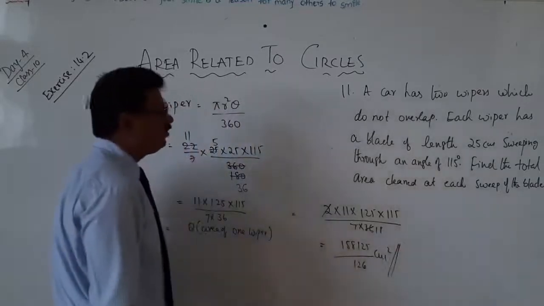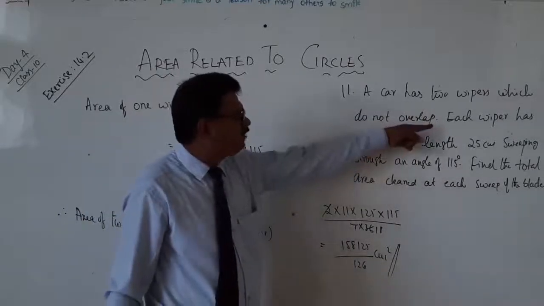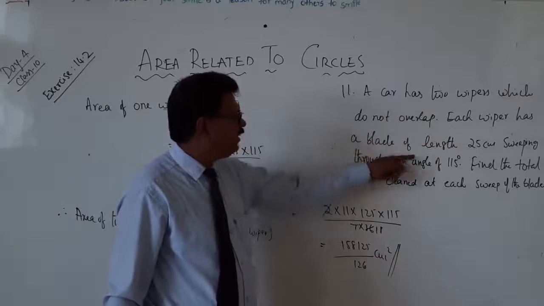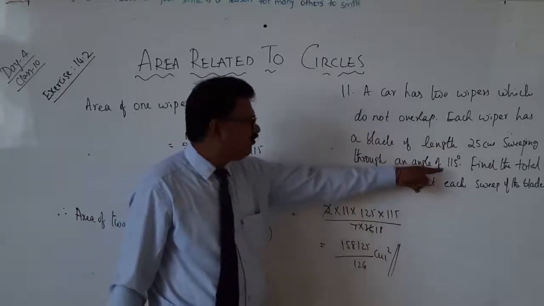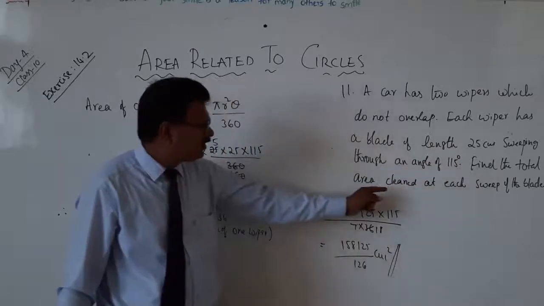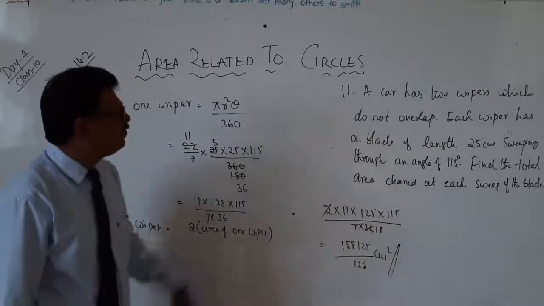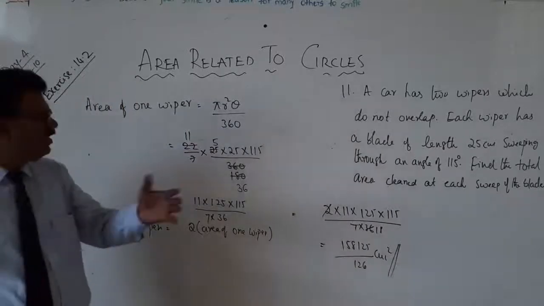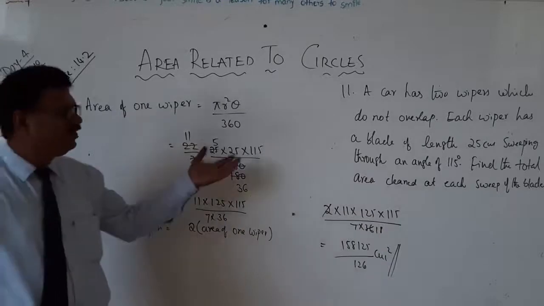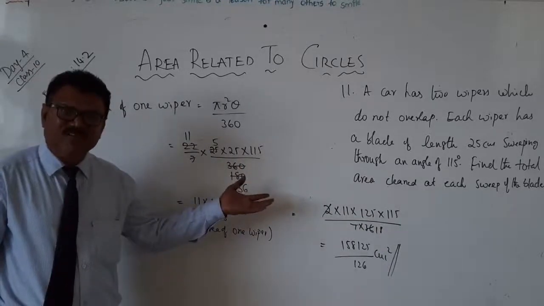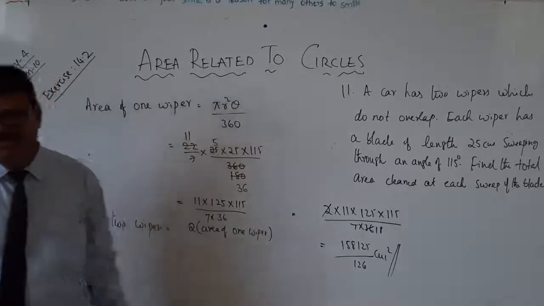Okay? So very simple. A car has two wipers which do not overlap. Each wiper has a blade of length 25 centimeters sweeping through an angle of 115 degrees. Find the total area cleaned at each sweep. It is like a sector only. Find the area of one sector multiplied by 2, then we will get the area of two. Yes? Did you understand? Please note down this.